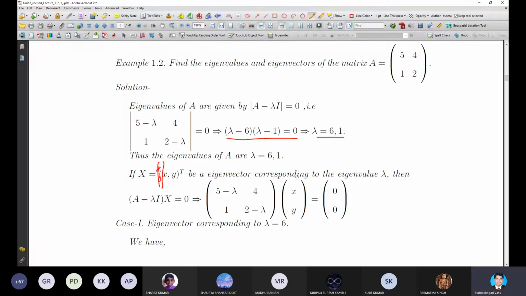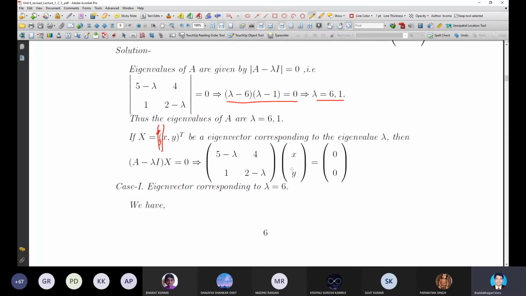Let x be the eigenvector corresponding to the eigenvalue lambda. Therefore, that must satisfy the matrix equation Ax is equal to lambda x, or the matrix equation (A minus lambda I) into x is equal to 0. So A minus lambda I is this much into x is equal to 0. This is a homogeneous system.